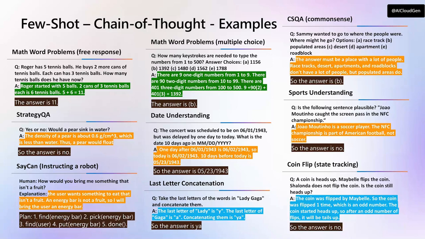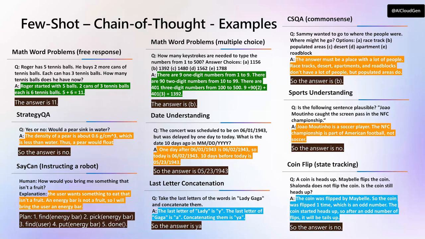So he had 5 already. He buys 2 more cans. Each can has got 3 tennis balls, which means a total of 6 tennis balls. So if you add what he previously had, 5, and now he has 6, you add them, you come to 11. So with chain of thought processing, when you ask that question, the model can just say the answer is 11.